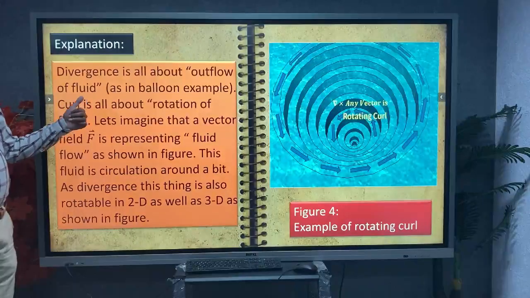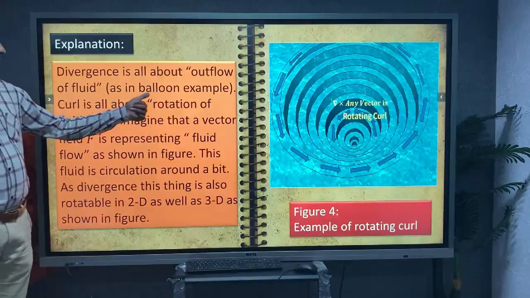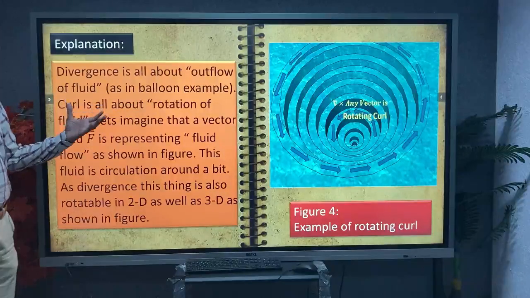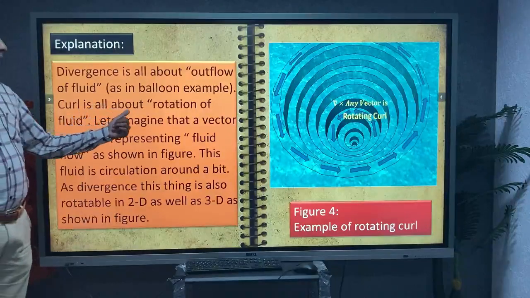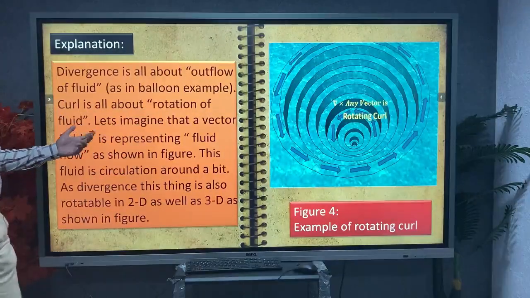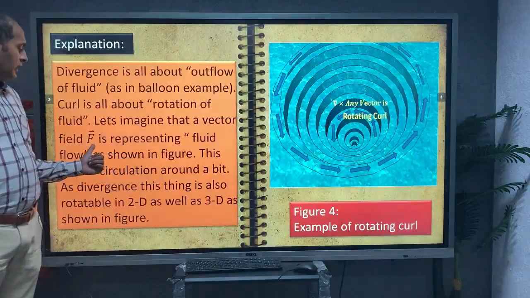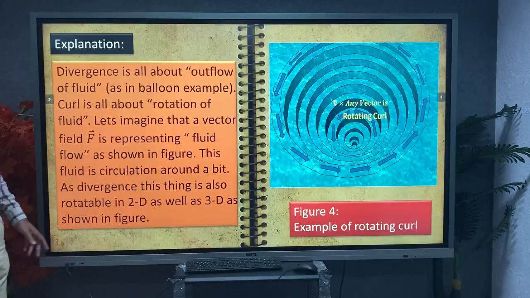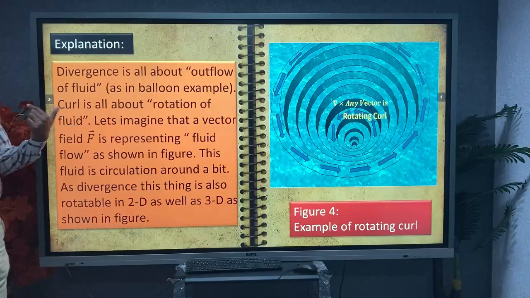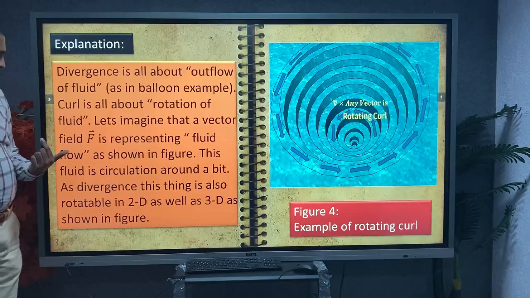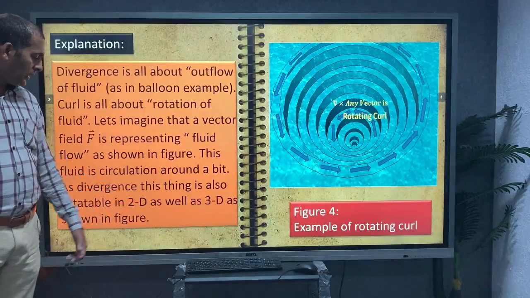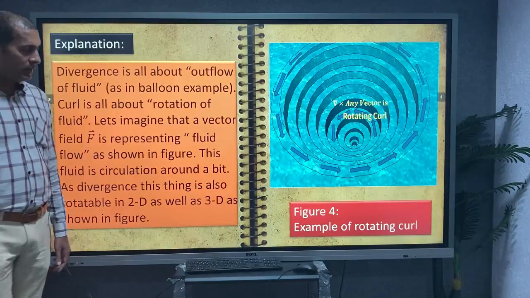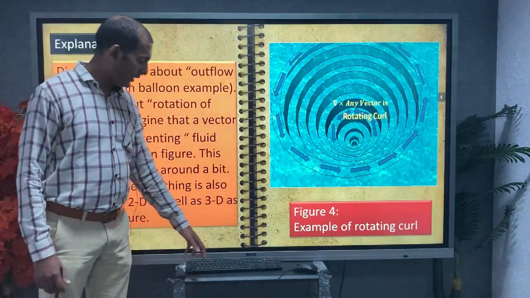Divergence is all about the outflow of fluids. An example is a balloon: if we explode it, the force goes outside. Curl is all about the rotation of a fluid. Let's imagine a vector field F representing fluid flow, as shown in the figure, and the fluid is circulating. This is rotatable in 2D as well as 3D, as shown in the figure. This is an example of rotating curl.